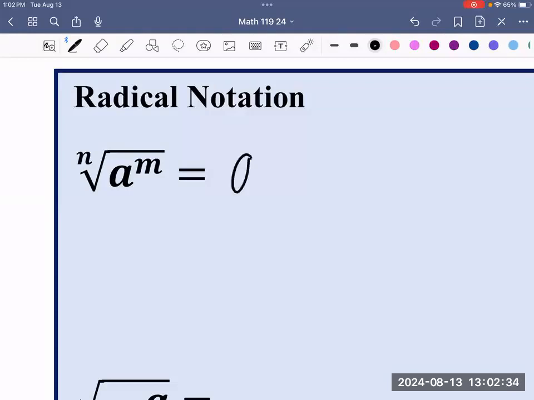Your base stays the same, so it's just a. And then what's going to happen is that your m is still acting as your numerator. So we still have m on top, but what's making the fraction is really the number n out front. So any value that's found on the outside as a degree of a root, that will be found on the denominator.